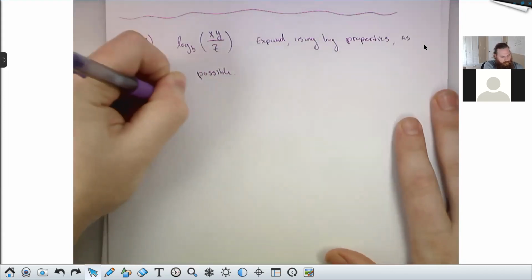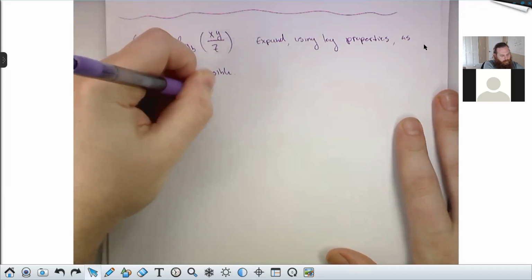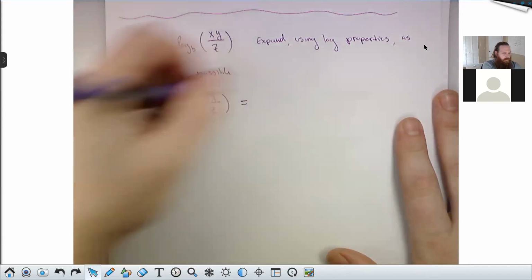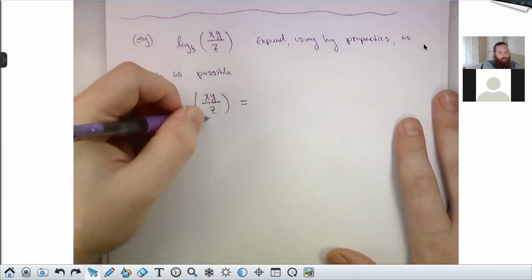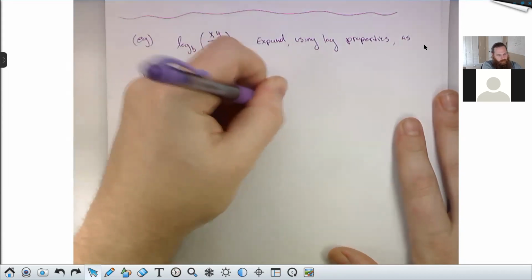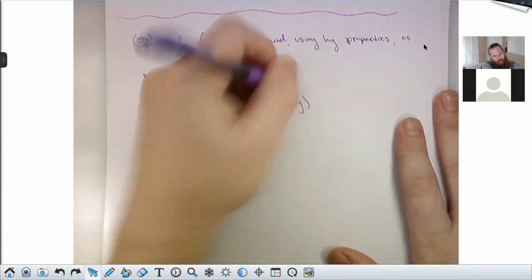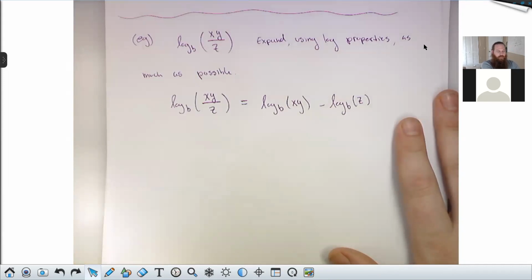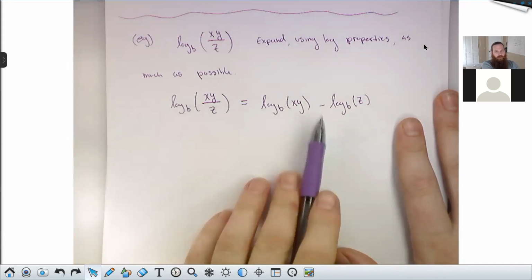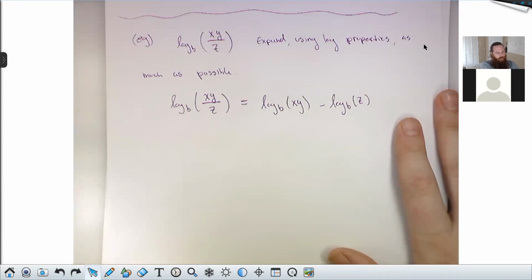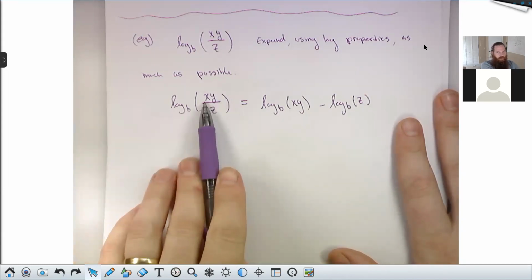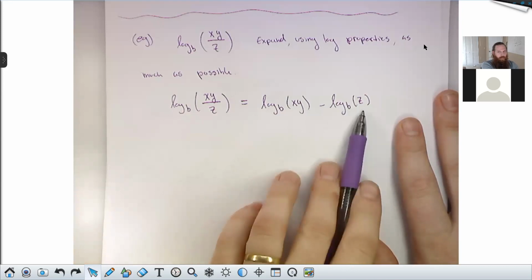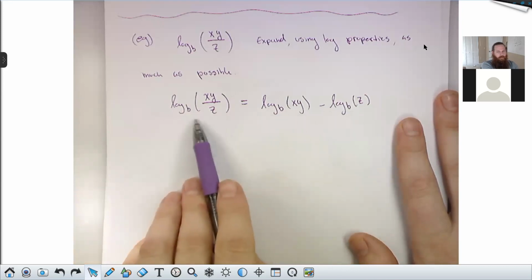So first, I would say that the log base b of xy over z is the log base b of xy minus the log base b of z, right? Similar to that division inside, subtraction outside rule. You have one log with a quotient inside. That's the same as a difference of logs, the log of the top minus the log of the bottom. And the base here is the same as the base here.